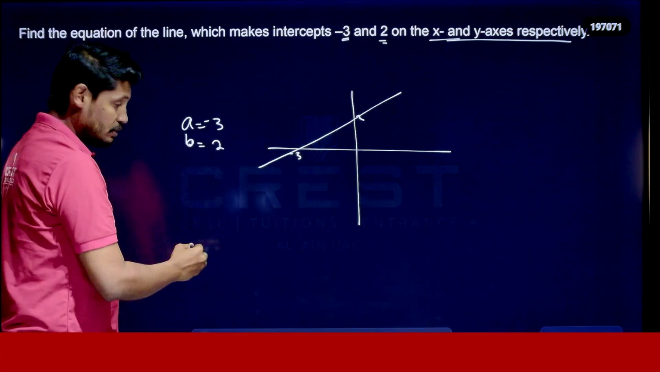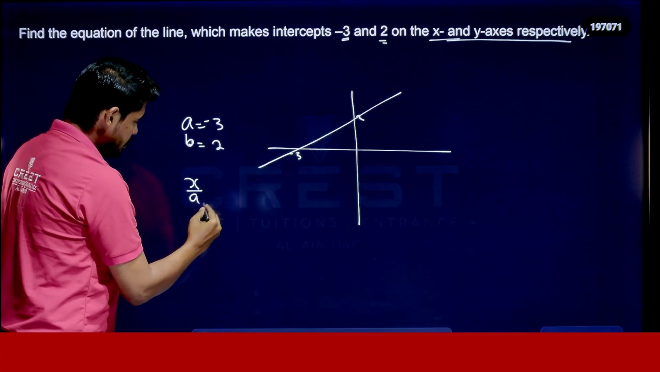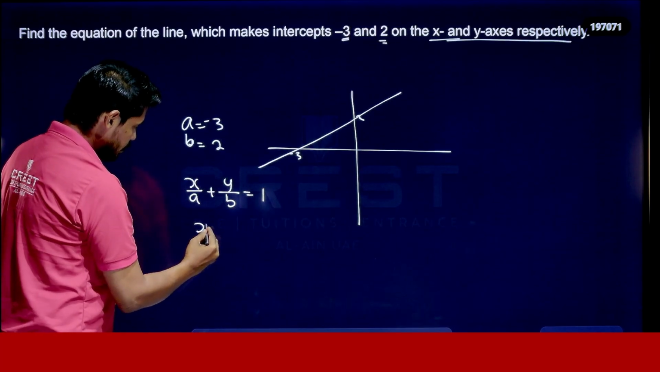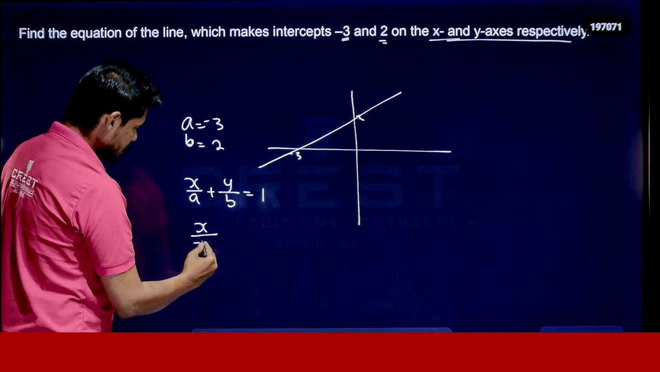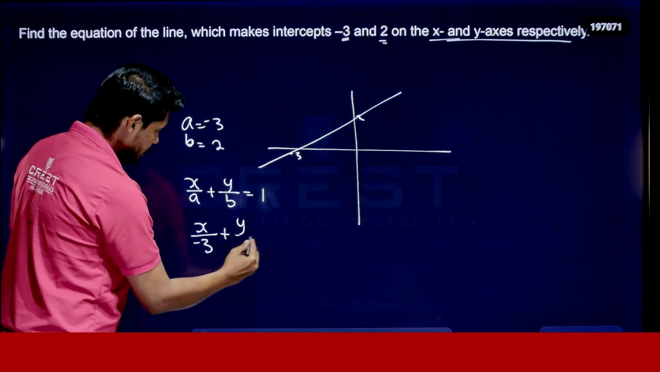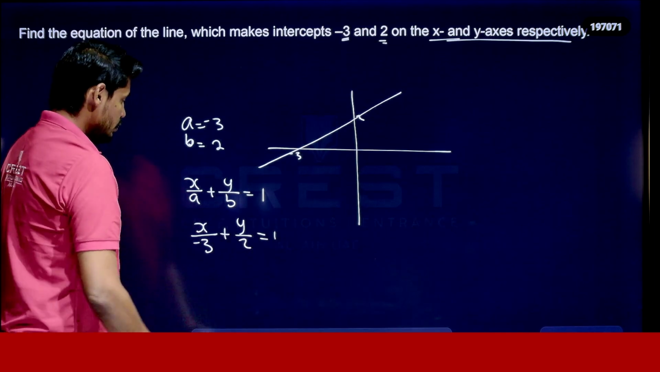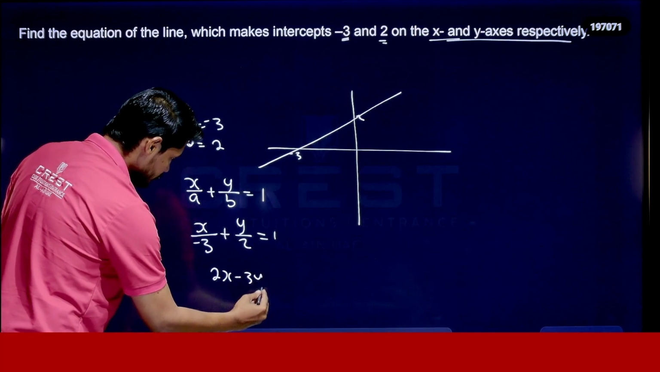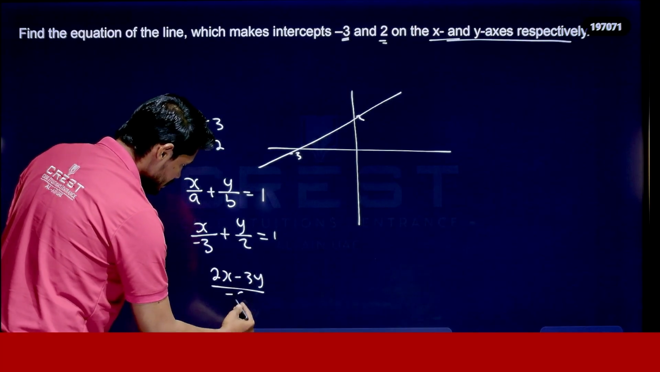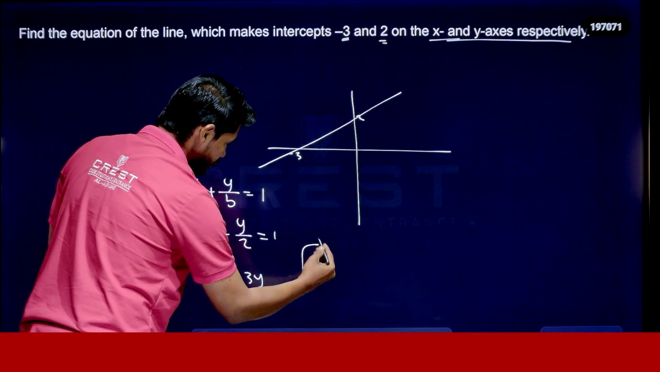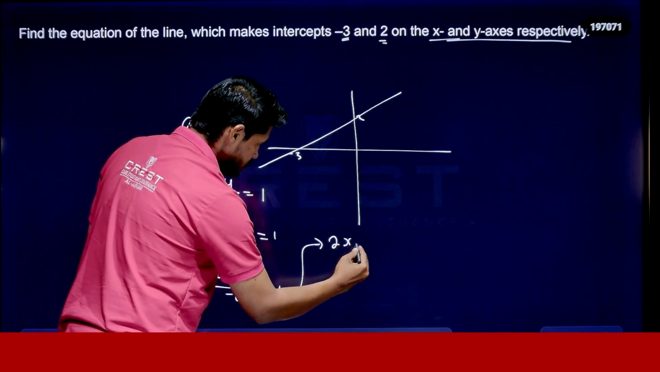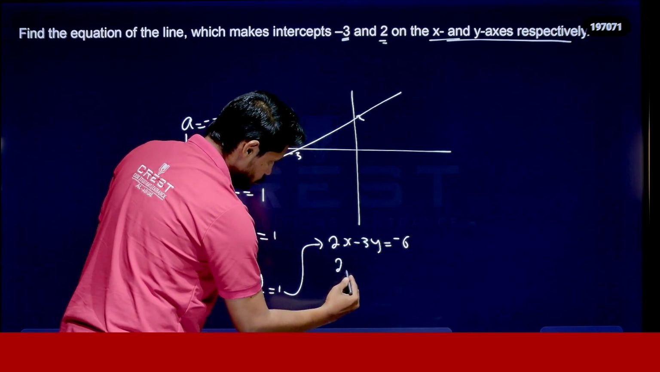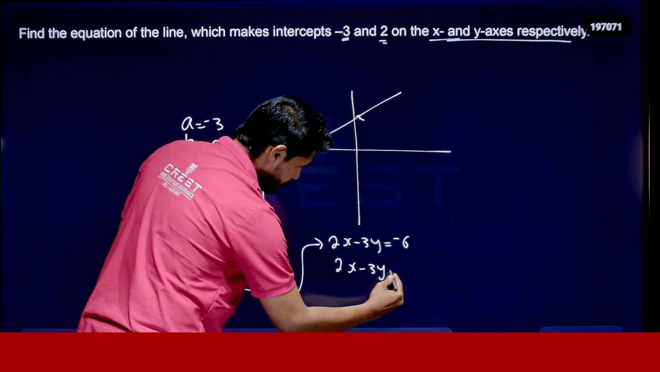And we have the equation x by A plus y by B equal to 1. When you apply the values of A and B in this equation, x divided by -3 plus y divided by 2 equal to 1. When you cross multiply, you will get 2x minus 3y whole divided by minus 6 equal to 1. Further solving, you will get 2x minus 3y equal to minus 6, that is 2x minus 3y plus 6 equal to 0.